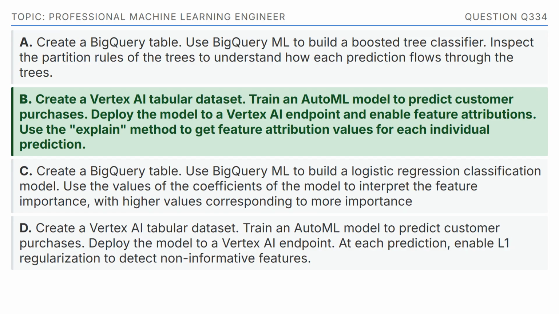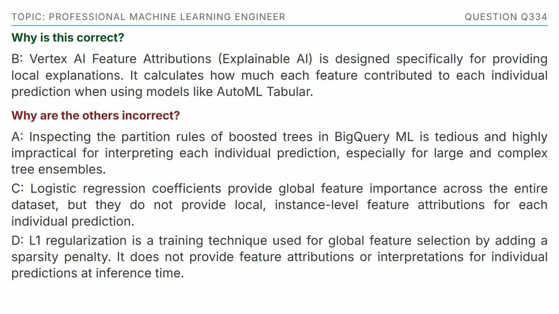Deploy the model to a Vertex AI endpoint and enable feature attributions. Use the explain method to get feature attribution values for each individual prediction. Why is this correct? The Vertex AI feature attributions, explainable AI, is designed specifically for providing local explanations. It calculates how much each feature contributed to each individual prediction when using models like AutoML Tabular.